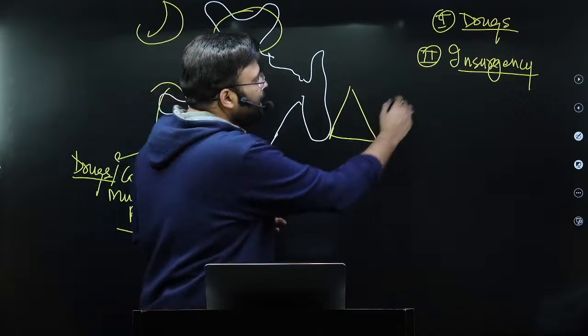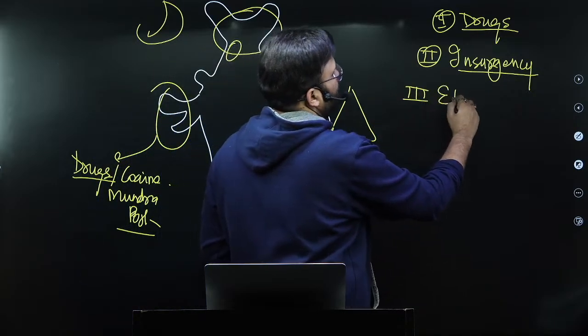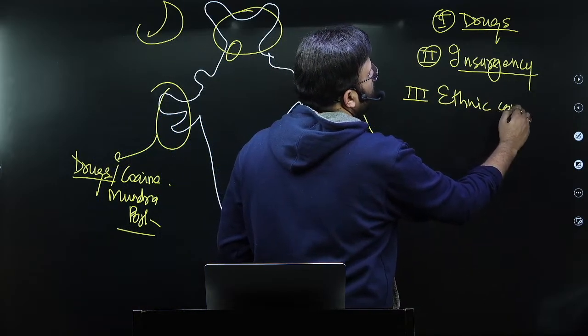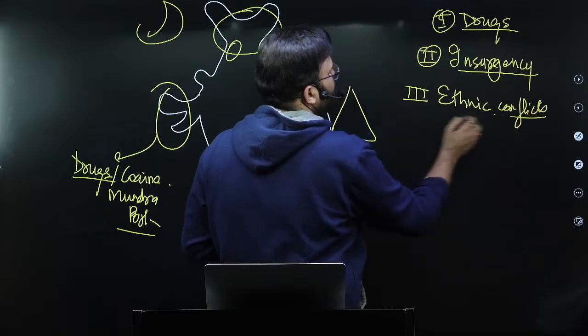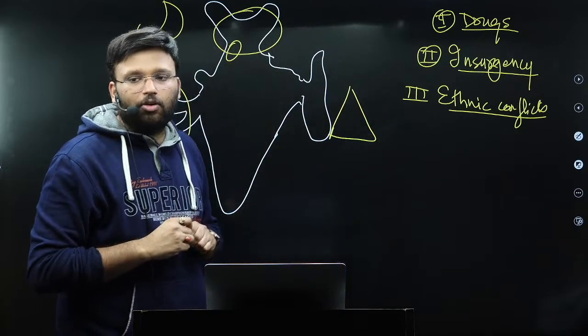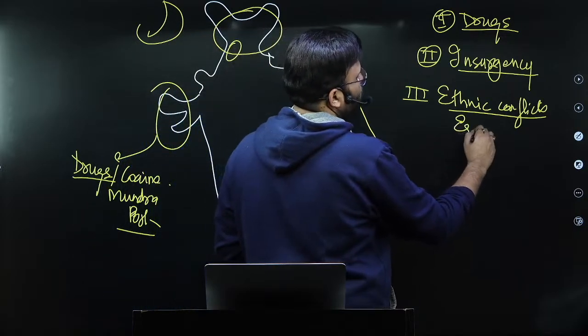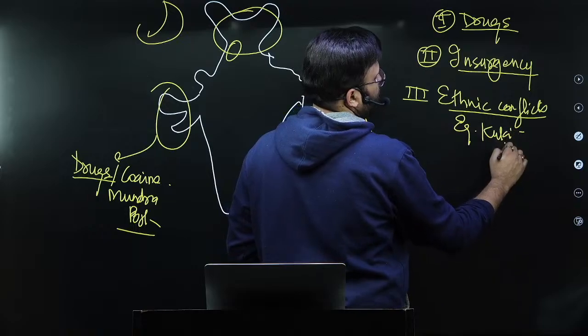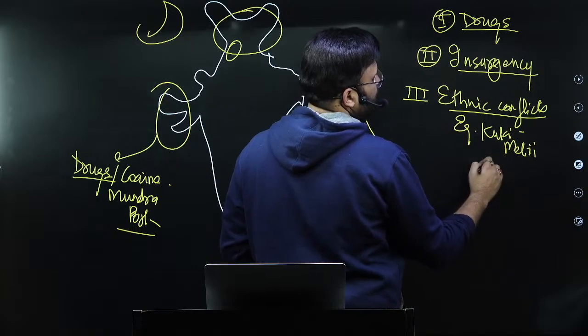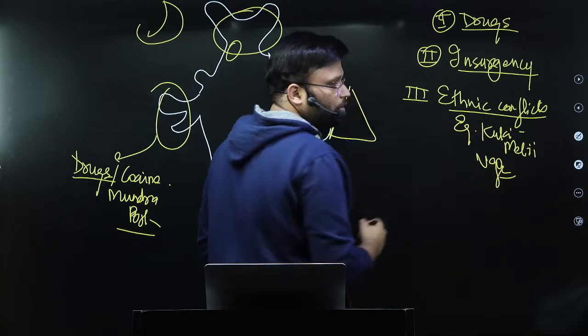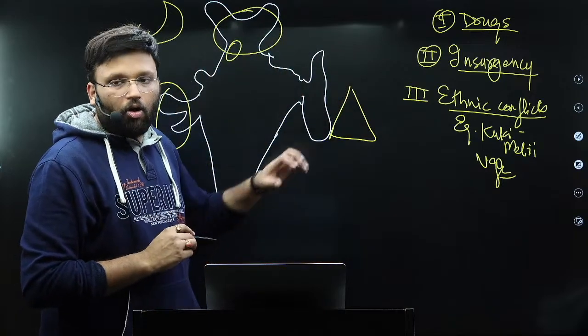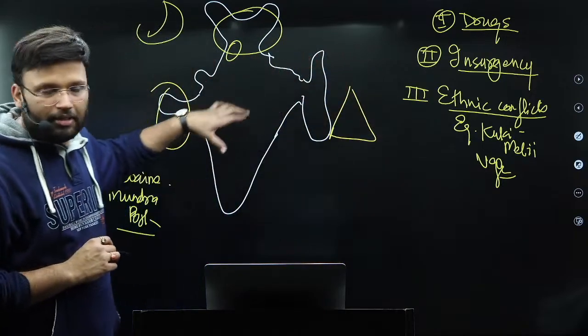Further, there are ethnic conflicts. There are ethnic conflicts in northeast India. We are seeing the Kuki-Meitei conflict. So give these examples: the Kuki-Meitei conflict, the Naga issues. What other internal security issues can you see?